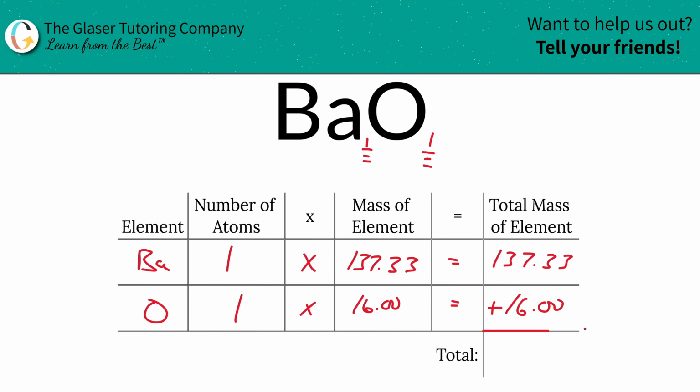And then finally, to find the total mass of the compound, you're simply going to now add up this particular column. So the total mass now of barium oxide is going to be 153.33. And since we're finding molecular mass, the units down here are in terms of AMU, aka atomic mass unit. Now you know how to find the molecular mass of barium oxide.